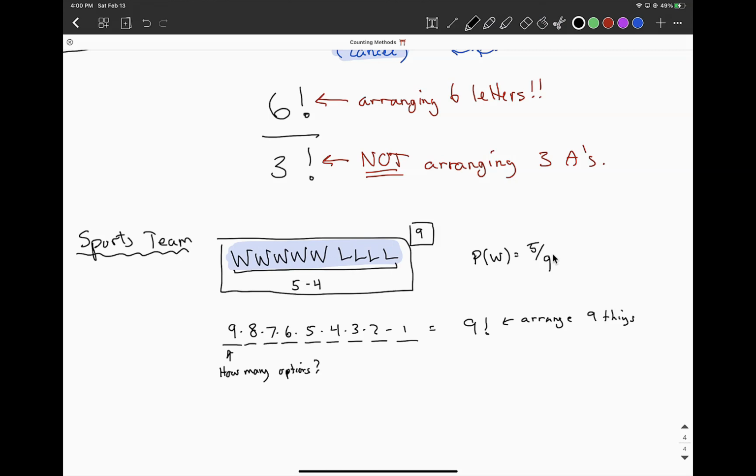Oh, there's a whole bunch of duplicates. Yes. But what's causing the duplicates? What do we have to take out? Well, the 5 W's and the 4 L's. And the 5 W's are not going to be counted 5 factorial ways, 5, 4, 3, 2, 1. A lot of ways to move those W's with W's. And we're not supposed to be counting the 4 losses arranged with one another, which can happen in 4 factorial, 4, 3, 2, 1. And we get all sorts of divisions.